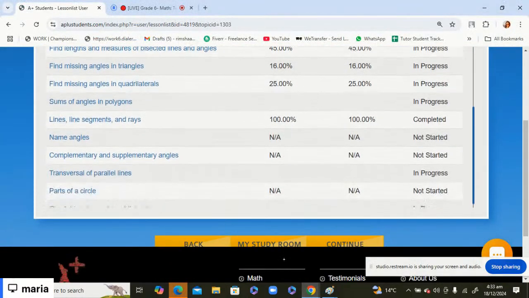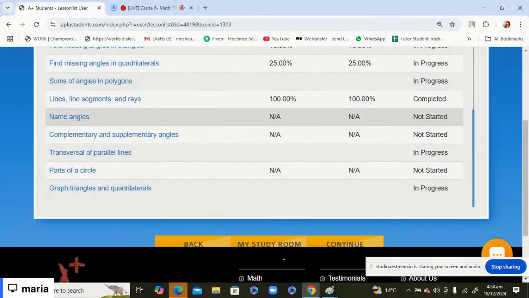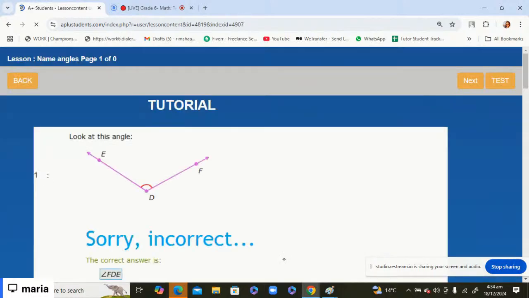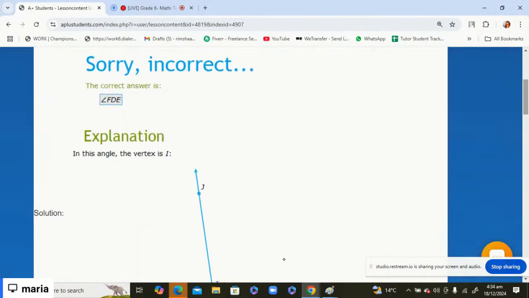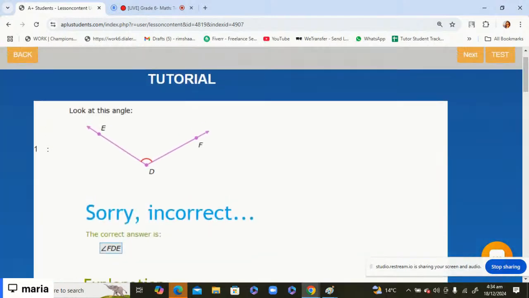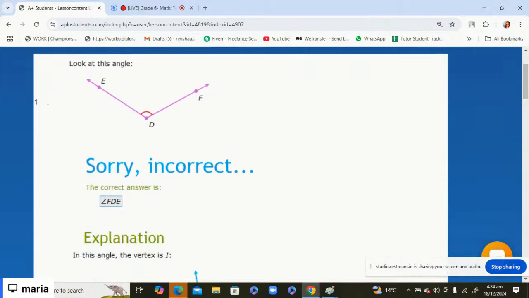So hope you guys understand this lesson as well. Now let's start the naming of angles. So how can we name these angles? So this is the angle. Look at here. This is moving in both the sides, so it means that the line is moving in both of the sides. So how can we name it? Let's start from the one point, F, D and E.